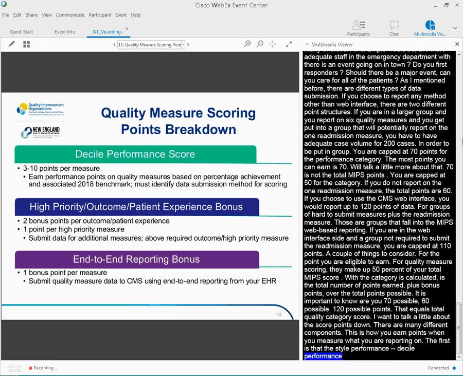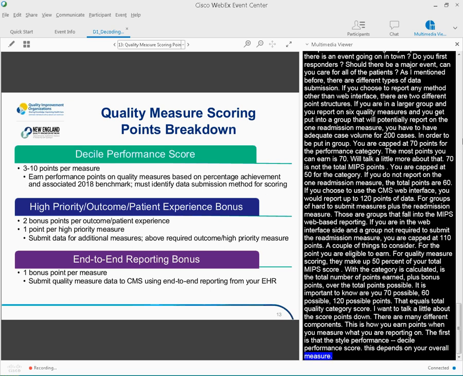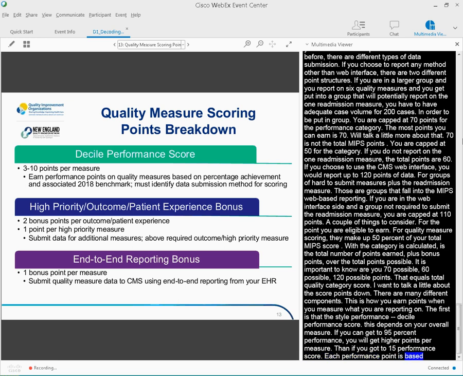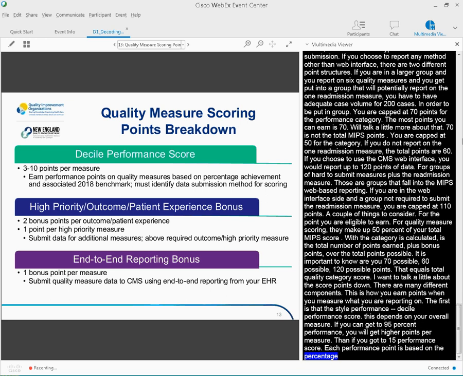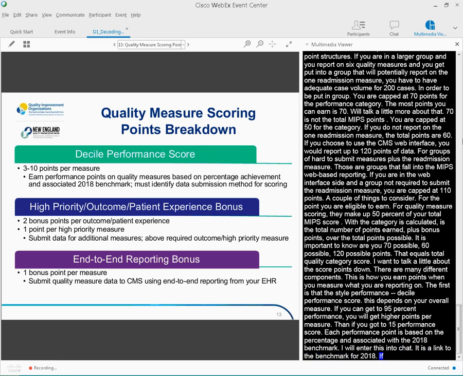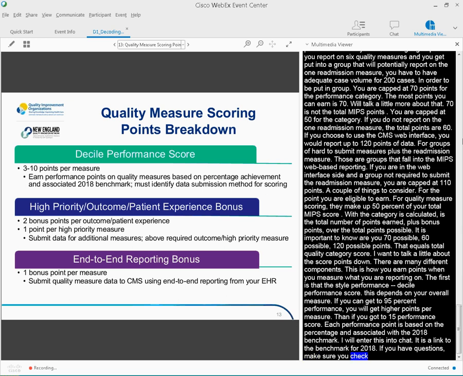So if you're able to get to 95% performance, then you're likely going to get a higher number of points per measure than if you were only able to get to, let's say, a 15 performance score. So each performance point on a quality measure is based on that percentage achievement, and it's associated with the 2018 benchmark, which actually, I apologize, I didn't put in. I'm going to enter that right into chat now. This is a link to the benchmarks for 2018. If you have any questions, definitely make sure you check that out. They didn't change much from 2017, but this is the tool that will be used for 2018.